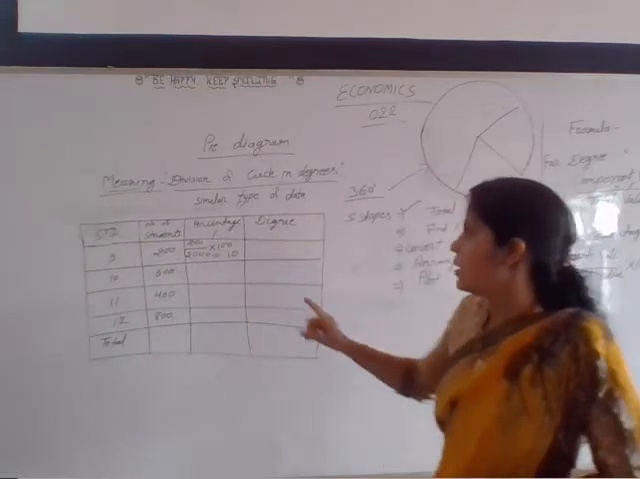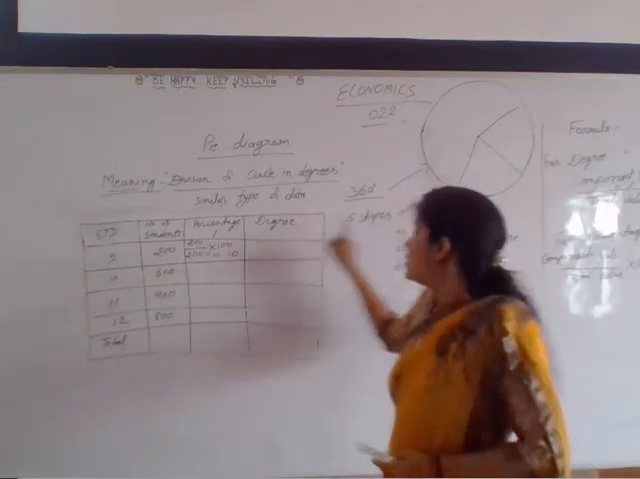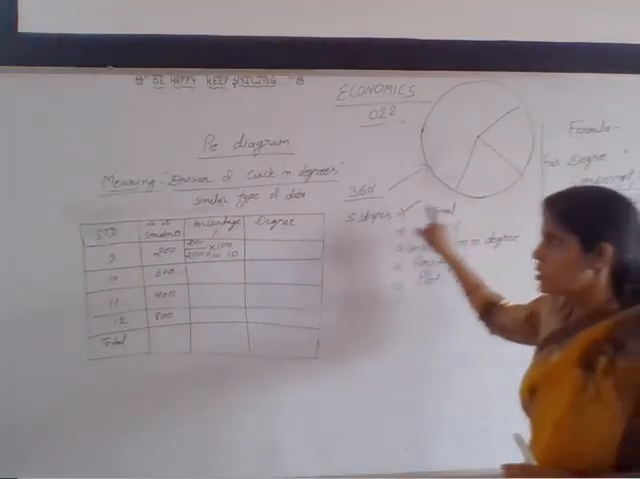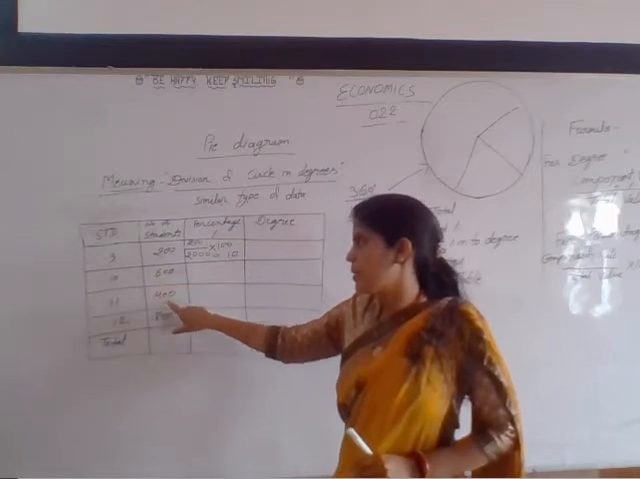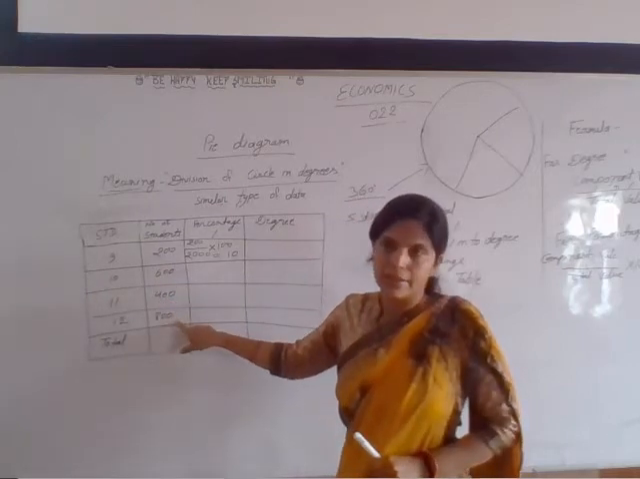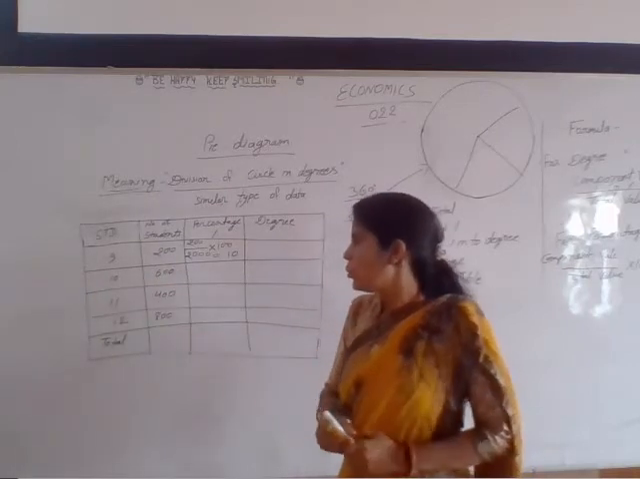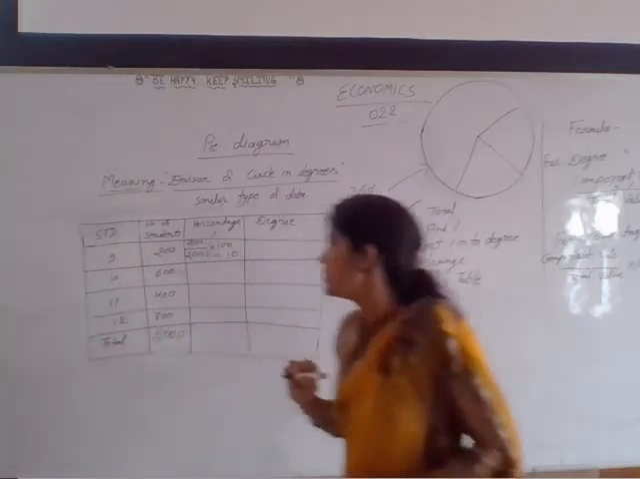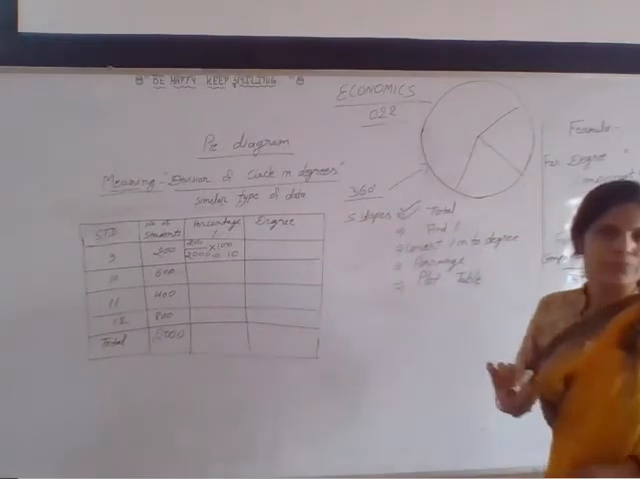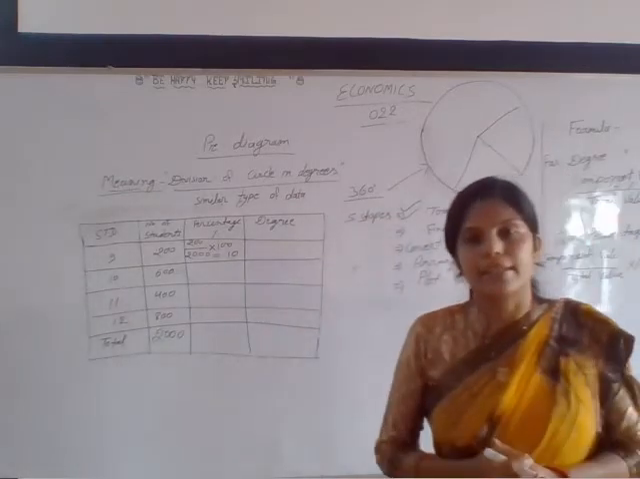What is our first step? Our first step is the total. What is the total of this? 200 plus 600 plus 400 plus 800, so our total will be 2000. So our first step is done. Now what is the second step?